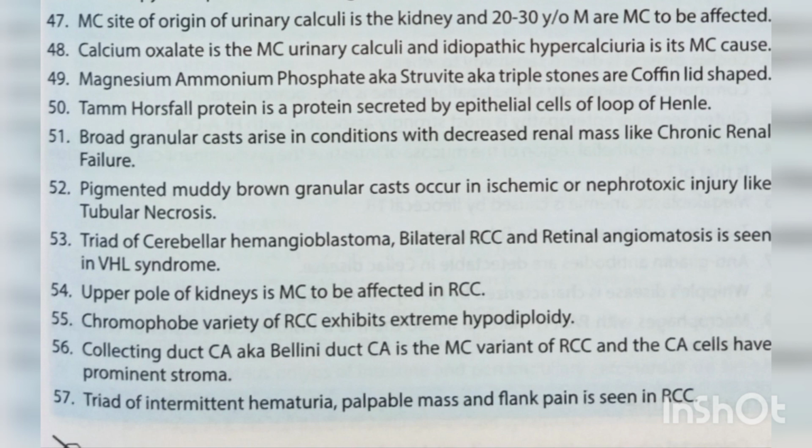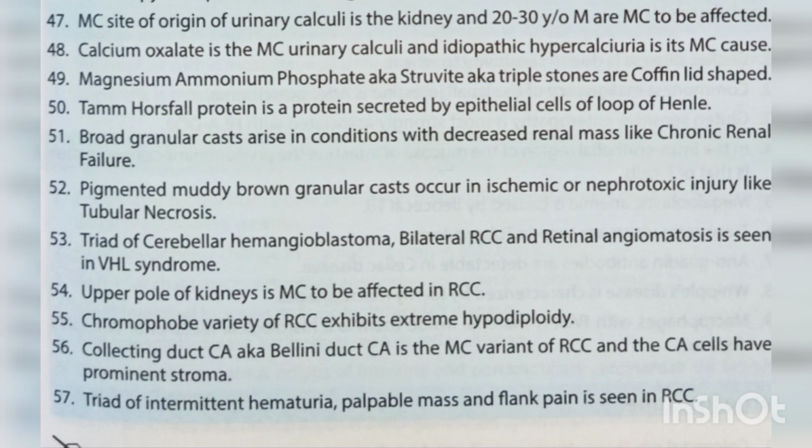Tamm-Horsfall protein is a protein secreted by epithelial cells of the loop of Henle. Broad granular casts arise in conditions with decreased renal mass like chronic renal failure. Pigmented muddy brown granular casts occur in ischemia and nephrotoxic injury like tubular necrosis.